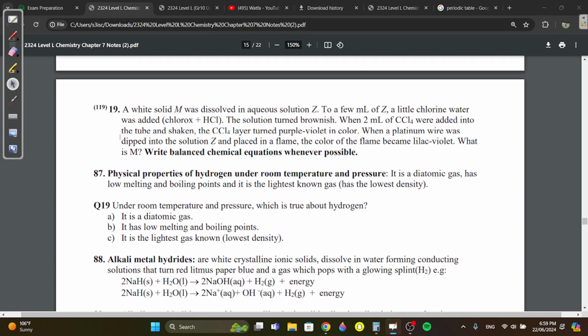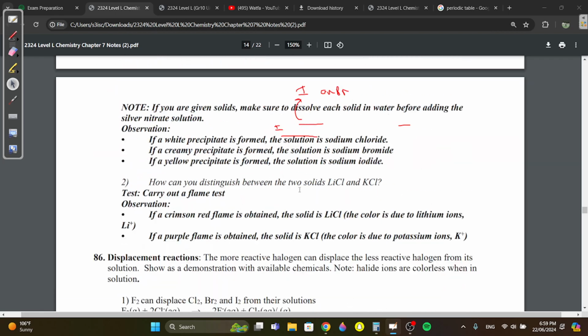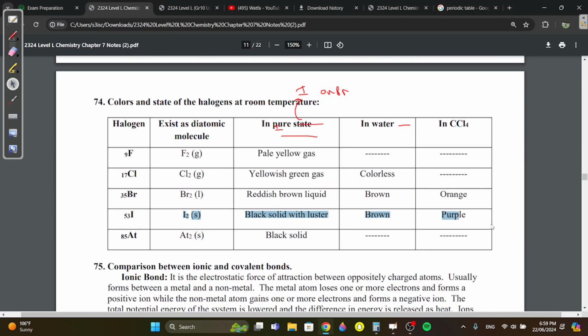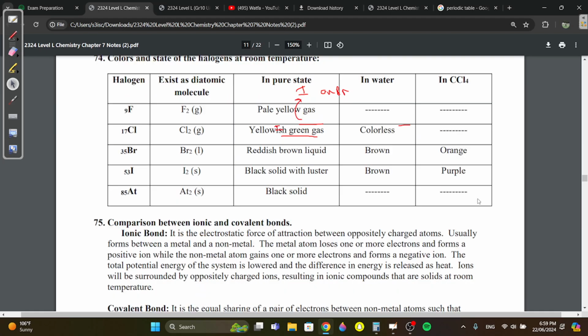Question 19. A white solid M was dissolved in aqueous solution Z. To a few milliliters of Z, chlorine was added, and the solution turned brown. Brown meaning it's either iodine or bromine, but how do you distinguish between them? When you add CCl4, they said it became purple violet. That's how you know it's iodine. How I know this, by the way, is from the table over here: iodine in CCl4 is purple, but bromine is orange in CCl4.